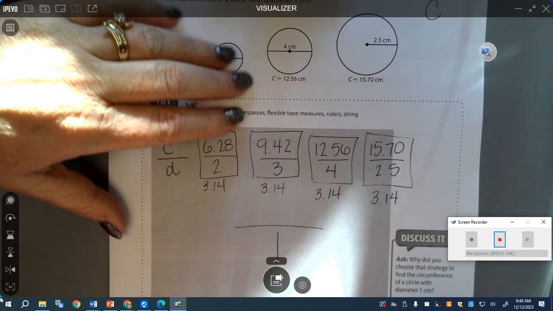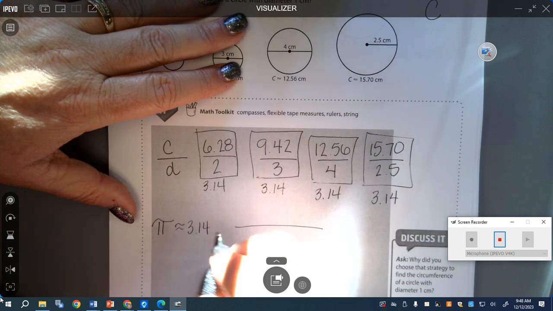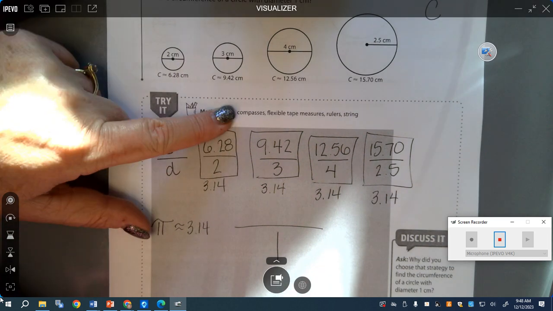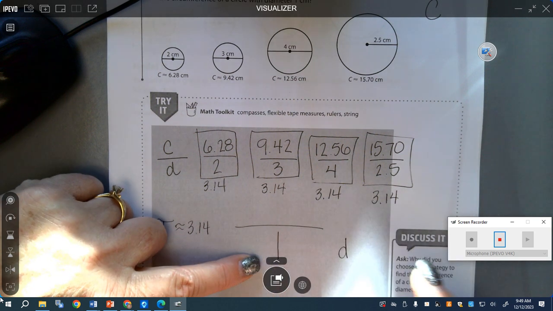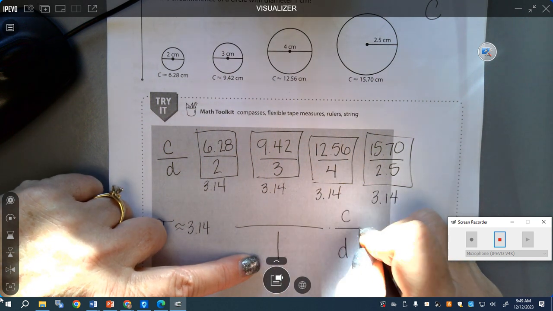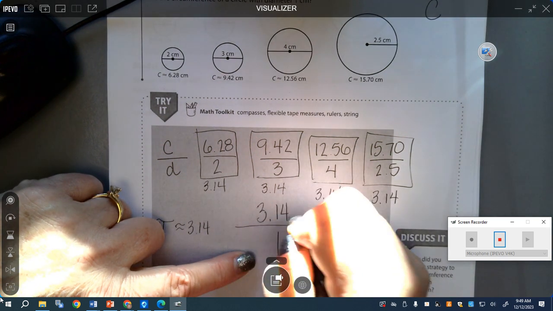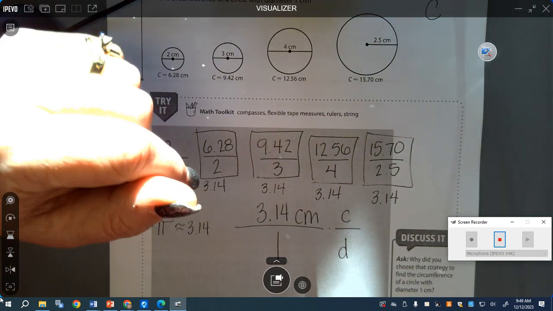Yes. Remember we talked about this. The approximate value of pi is 3.14. So, here's the question that this is asking. If my diameter is 1, what would my circumference be? If my diameter is 1, what is my circumference? And don't forget to label it centimeters. Okay? Does that make sense?